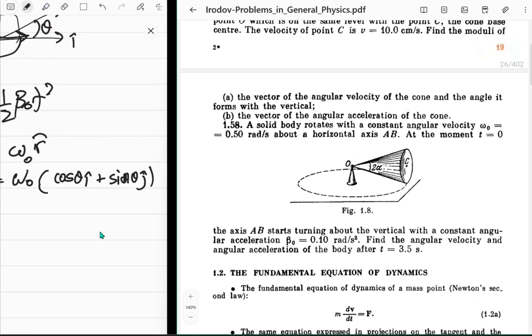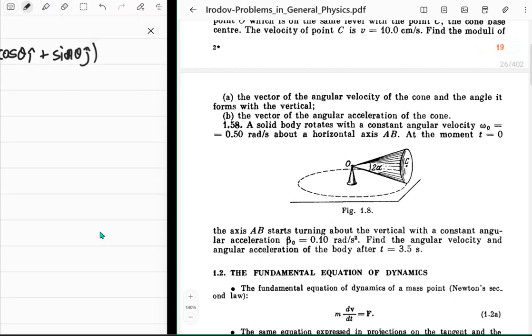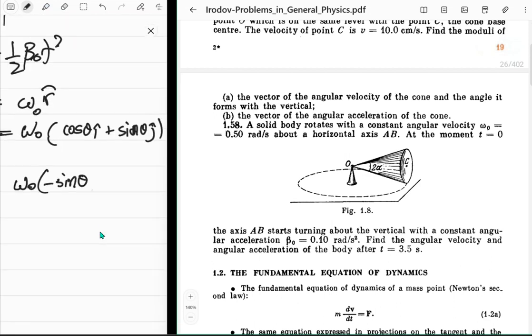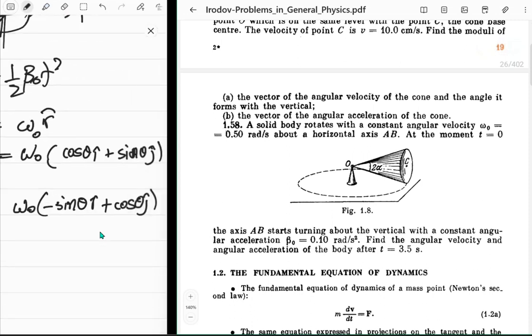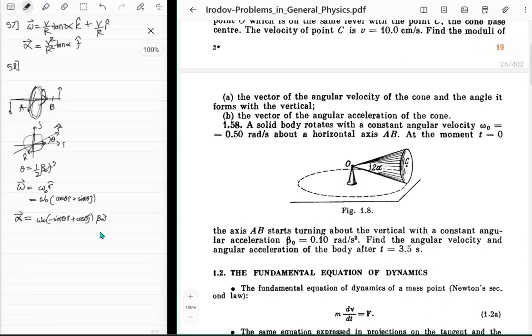And now it's time to find what the angular acceleration should be. That should be omega naught times the derivative of this thing, so negative sine theta i hat plus cosine theta j hat, as expected. And that times d theta upon dt, which is just going to be b naught times t. That probably does it. So you've got the omega vector and you also got the alpha vector. Cool. What do you want? Just angular velocity and angular acceleration. Do you want it in terms of magnitudes or what? I'm going to write it as vectors.